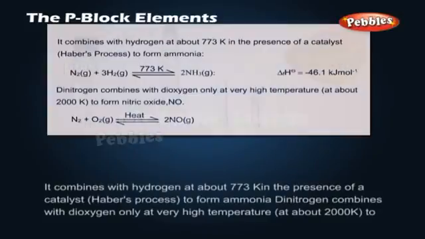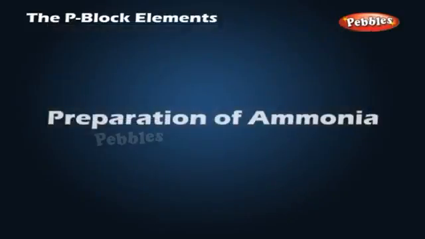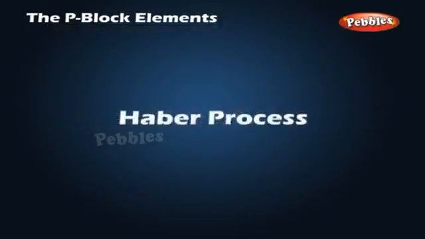Chemical properties. It combines with hydrogen at about 773 K in the presence of a catalyst to form ammonia. Dinitrogen combines with dioxygen only at very high temperature to form nitric oxide, NO. Preparation of ammonia. Haber's process.